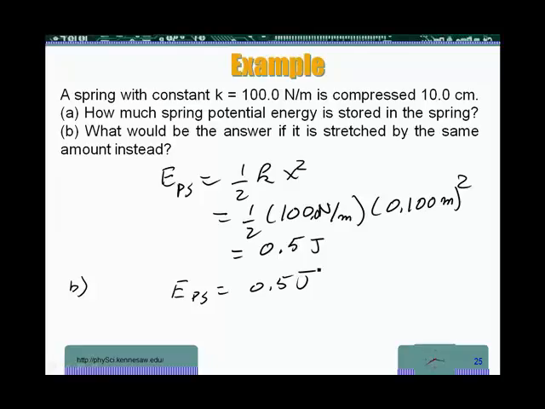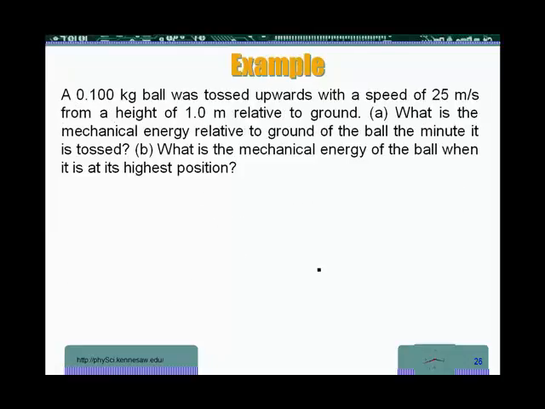Okay. Now let's work this other example. We have a 0.1 kilogram mass that was tossed upwards with a speed of 25 meters per second from a height of 1 meter relative to ground. So it is tossed up from a height of 1 meter relative to the ground. What is the mechanical energy relative to the ground of the ball the minute it is tossed?